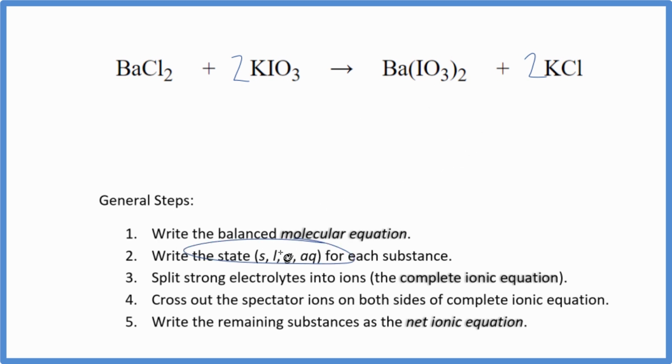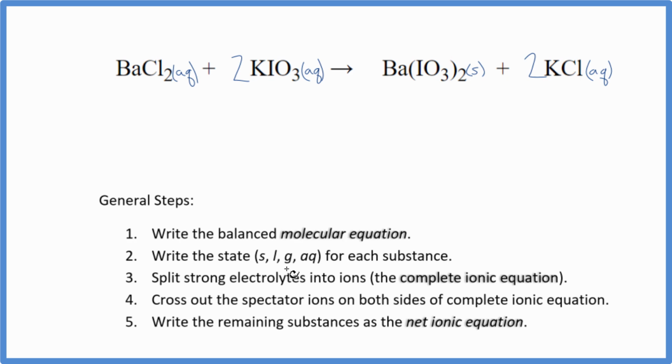Now we should write the states for each substance. If you know your solubility rules, chloride's very soluble, AQ. Potassium compounds are also soluble, AQ. Barium iodate, this turns out to be insoluble. That means when these two substances react, this is a solid. It won't dissolve. It falls to the bottom of the test tube as a precipitate. So this is a precipitation reaction.